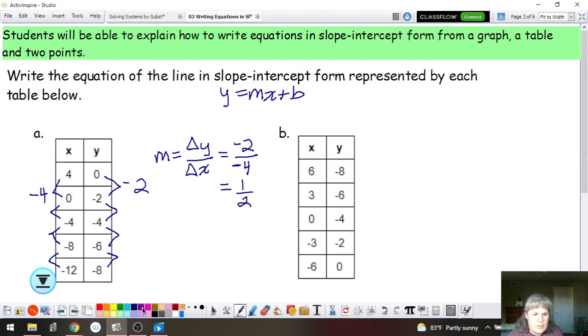My y-intercept is whenever x is 0. So this xy pair represents my y-intercept. Again, I can write my equation because I have my slope, and I've identified the y-intercept. I have y equals 1/2 x minus 2.